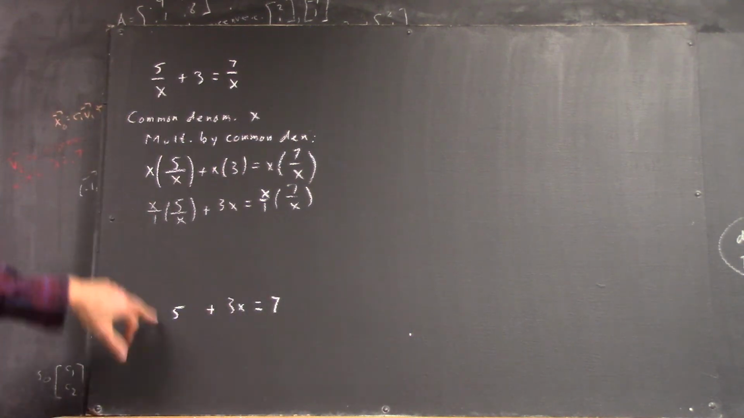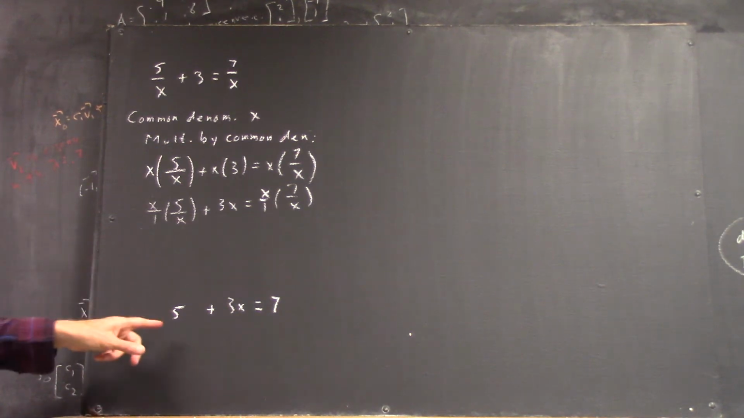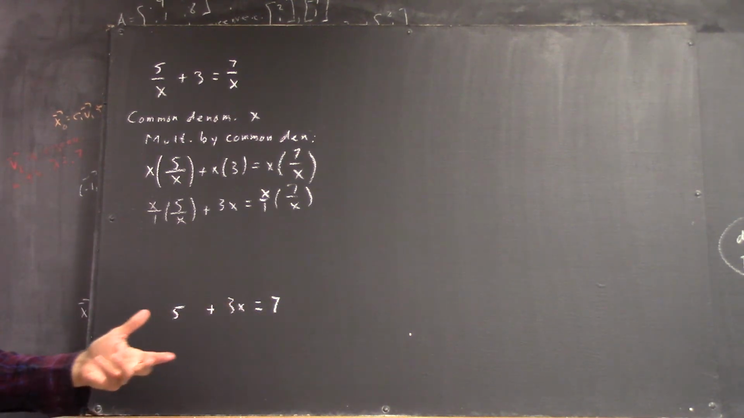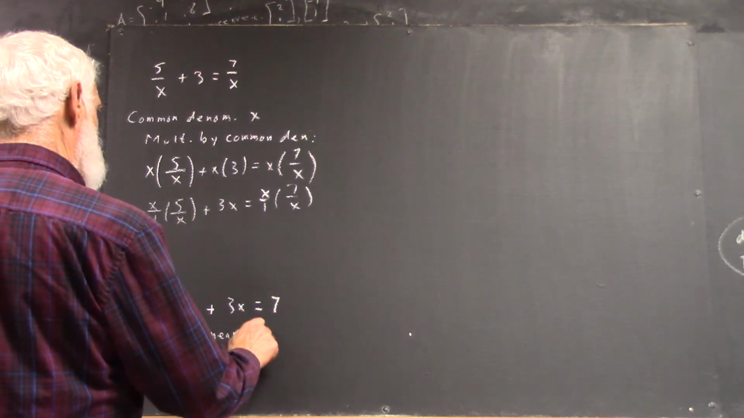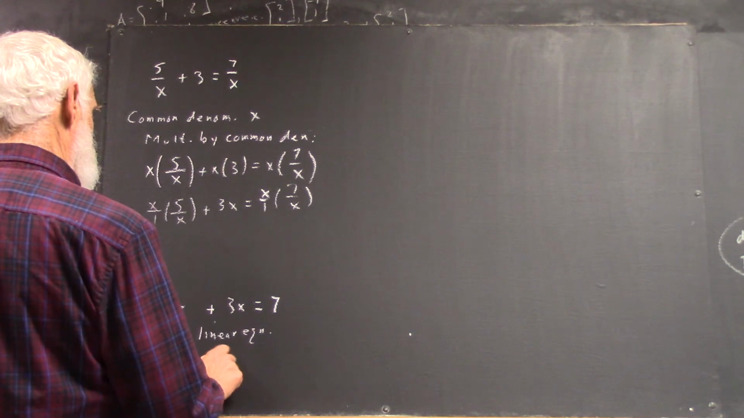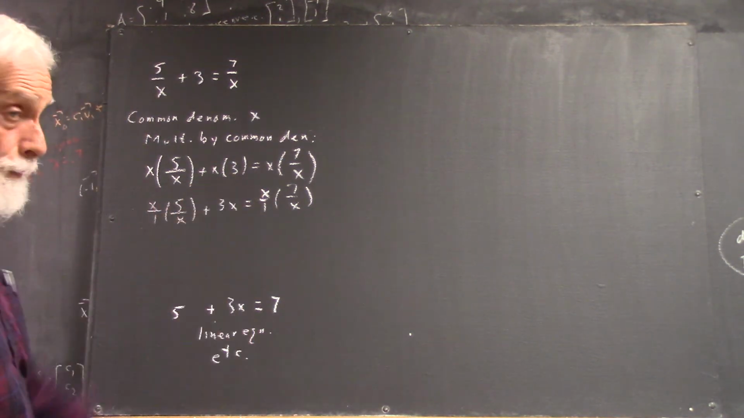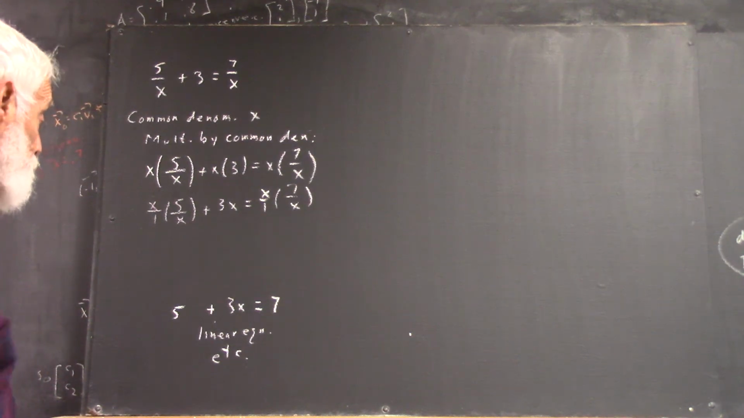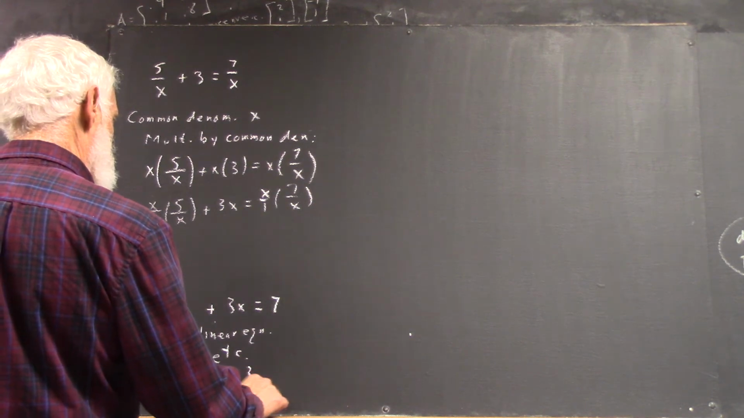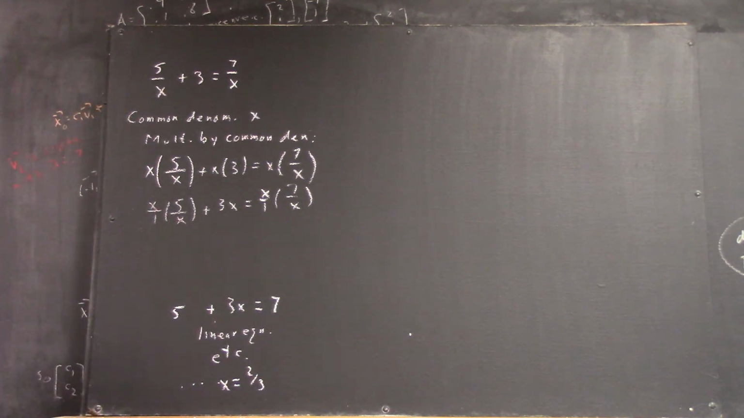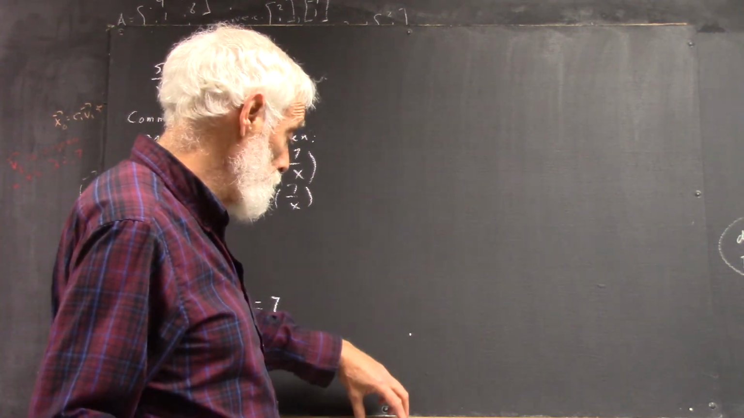So what this comes down to, from this step to here, it's fairly straightforward. You get 5 plus 3x equals 7. It's a linear equation. Etc. Meaning you can easily solve that. You'd subtract 5 from both sides, divide by 3. And you find that x is 2/3. Okay? Now we want to fill in the steps in between because this is where people screw up.